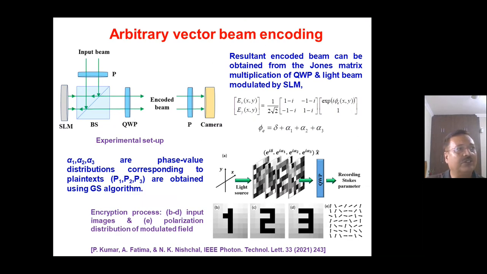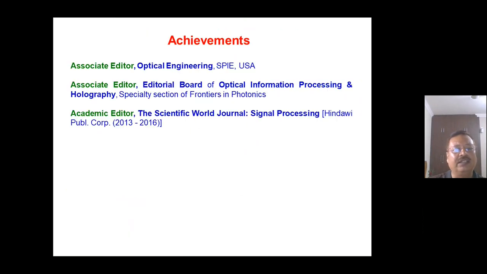We have further used the concept of structured light, that is, arbitrary vector beam encoding, for the encryption scheme. One of the geometries we have demonstrated in this aspect is that the digits 1, 2, 3 were encoded, and we use different keys to decode them. This is another area I have been working in, and my students are contributing to it.